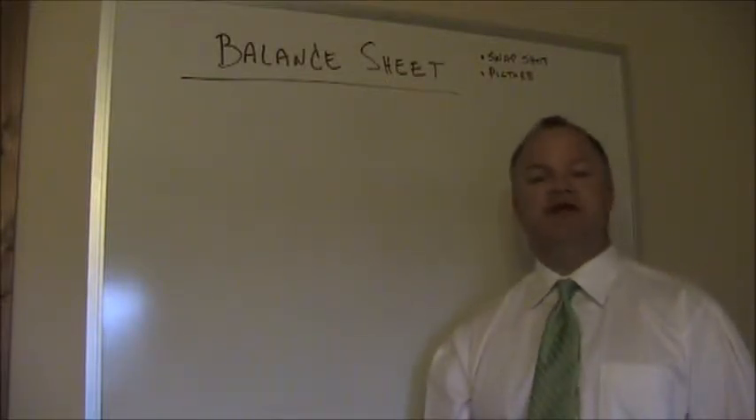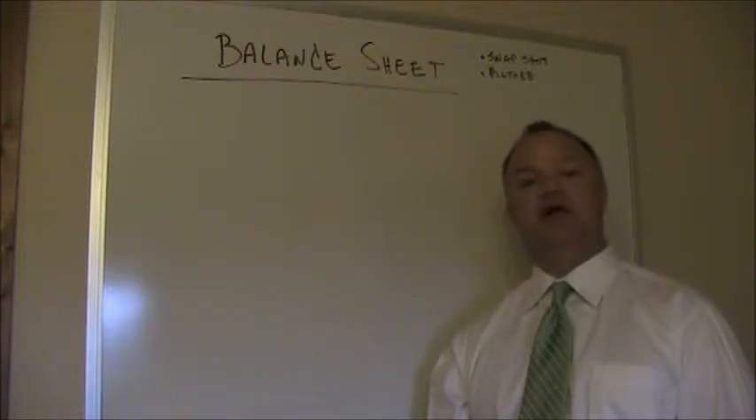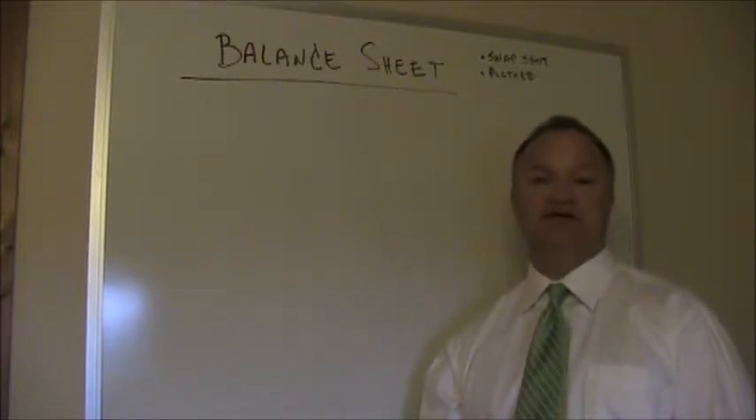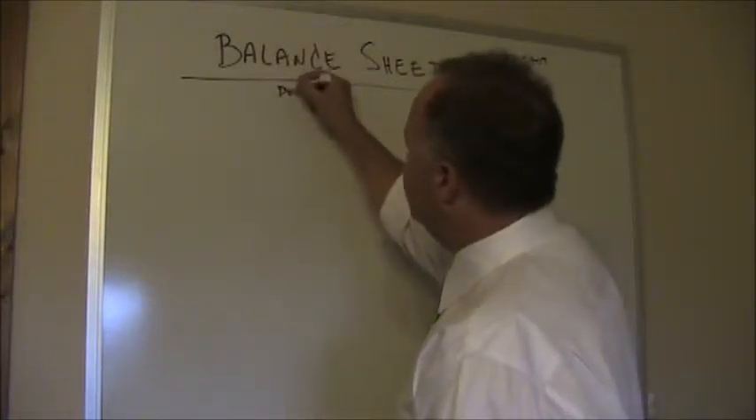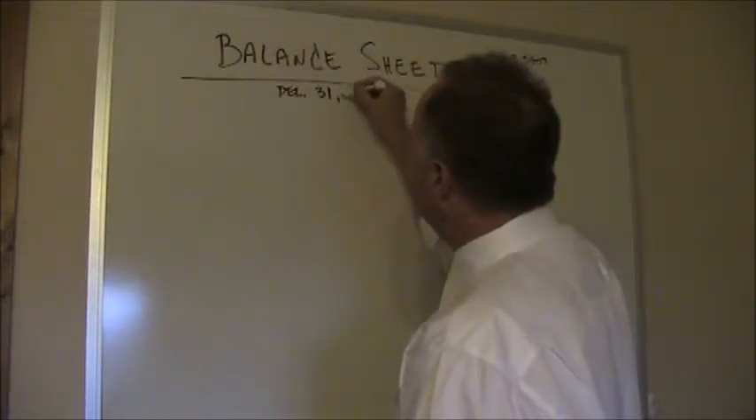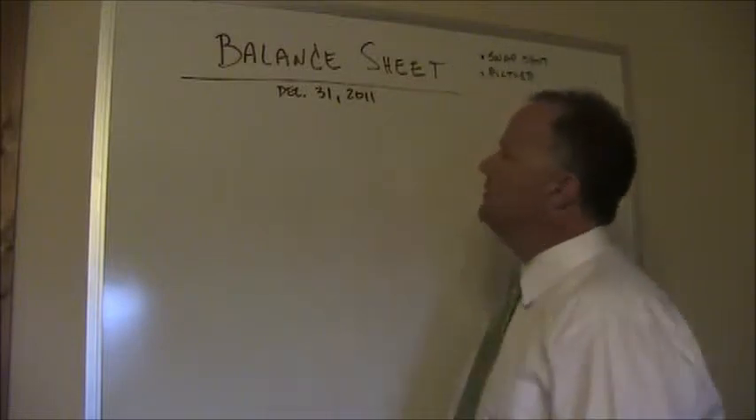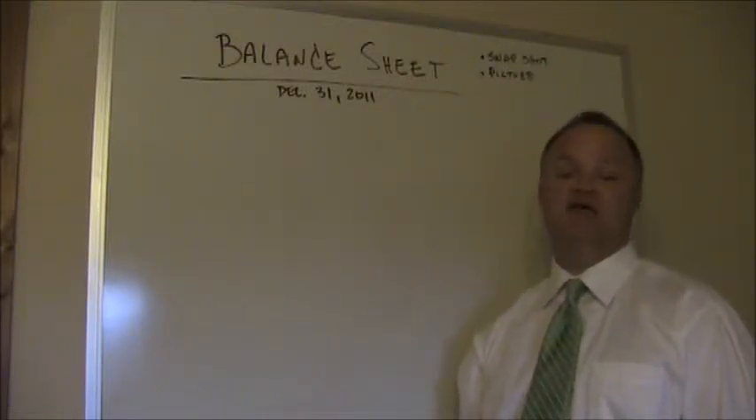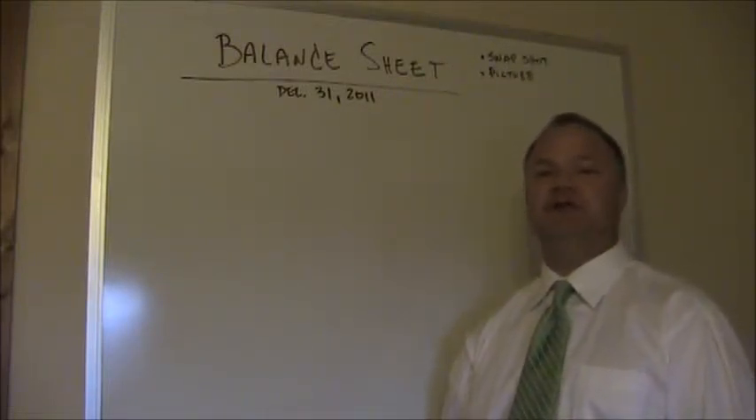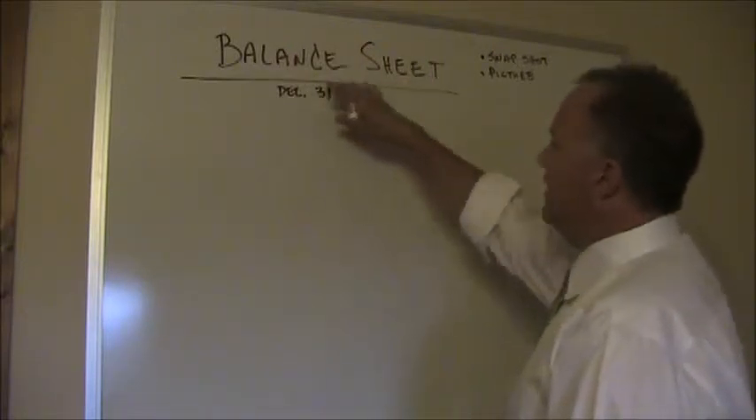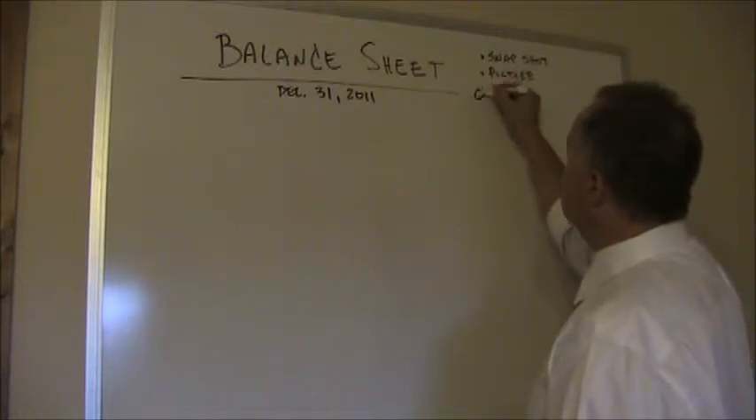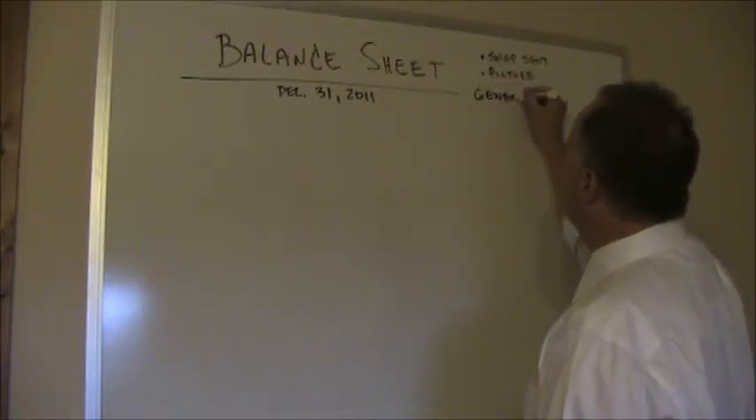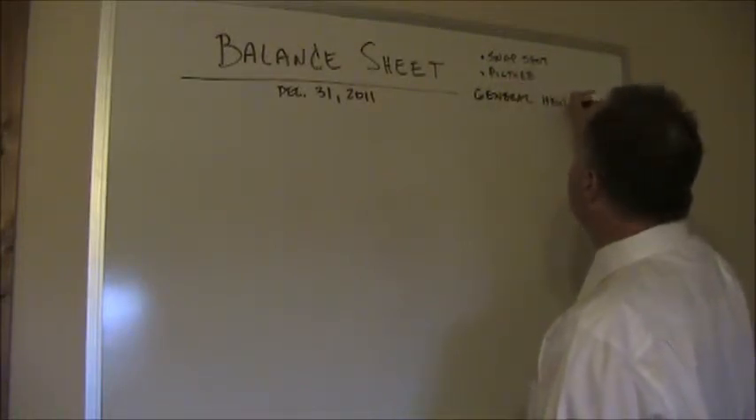So generally speaking, when you look at your balance sheet, you're going to run it at the end of your fiscal year. In this case, we're going to call it the end of the calendar year, December 31, 2011. You might also look at your balance sheet at the end of a quarter as well. You're looking at your financial statements. I would also call your balance sheet the general health of your business.